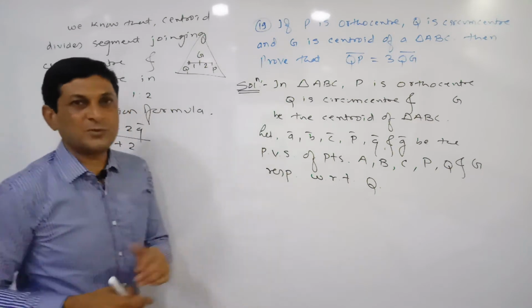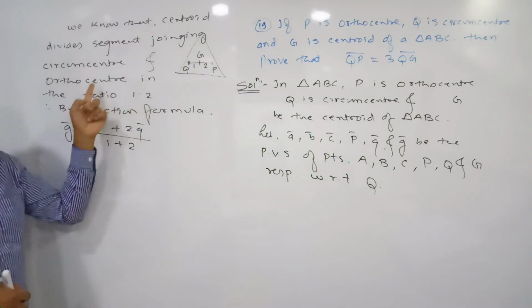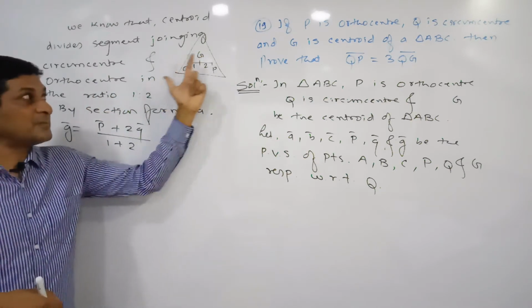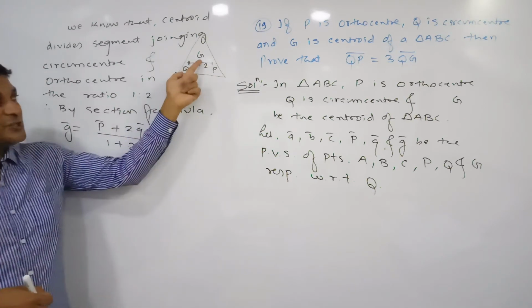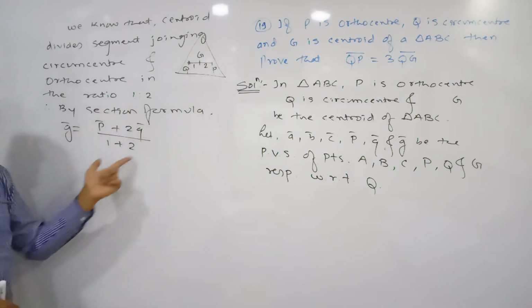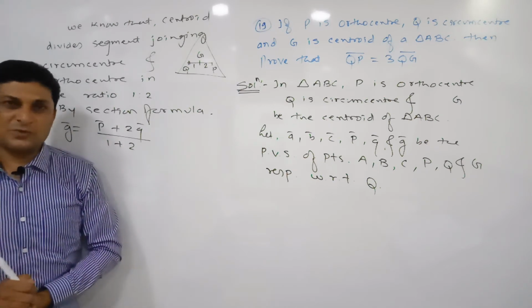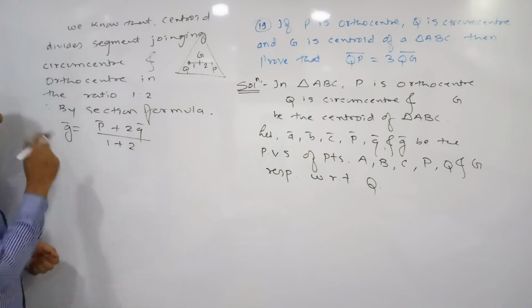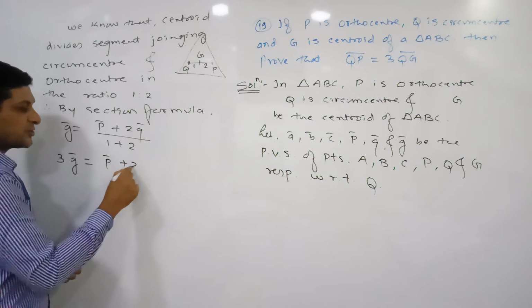Now we have already seen one important result, that the centroid divides the segment joining circumcenter and orthocenter in the ratio 1:2. So by the section formula, what we will get? G bar is equal to 1 P bar plus 2 Q bar upon 1 plus 2. We have already written this result, and we used this method in the last example also. Now 1 plus 2 is 3. 3 will get multiplied on this side. So we get 3 G bar is equal to P bar plus 2 Q bar.